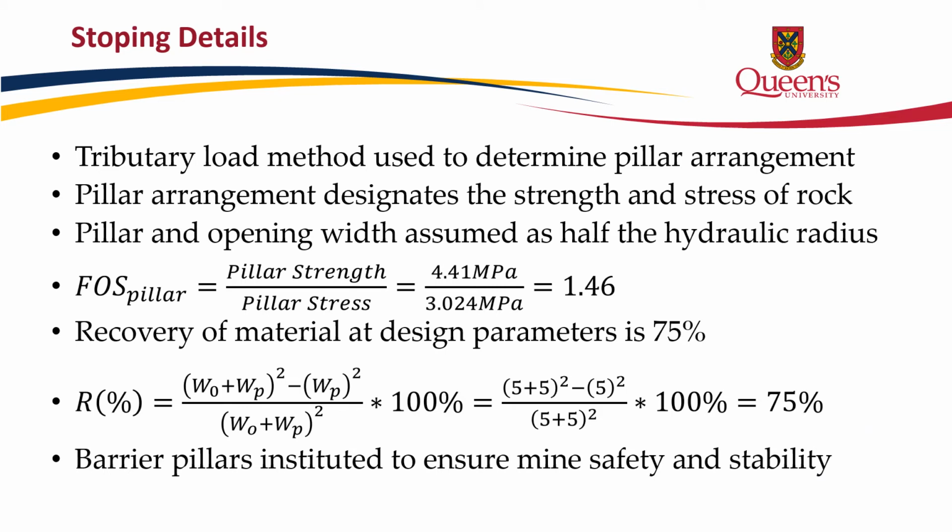The tributary load method assumes a large mining area and vertical pillars with equal dimensions. The method infers a regular square pillar arrangement and traditional room and pillar design method. The pillar arrangement designates the strength and stress of a rock, while the pillar and opening width were assumed as half the hydraulic radius. Calculating both pillar strength and pillar stress resulted in a factor of safety of 1.46.